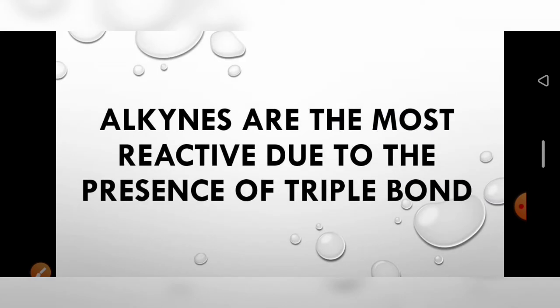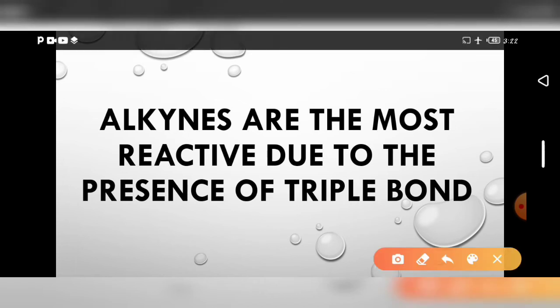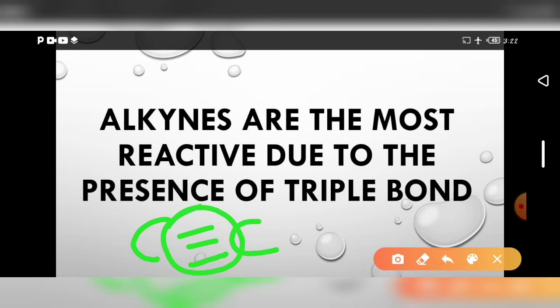Okay, next, alkynes are the most reactive. See here, alkynes, because they have a carbon-carbon triple bond. So alkynes are most reactive due to the presence of the triple bond. This bond can be easily broken down with low energy. It combines with any other element.